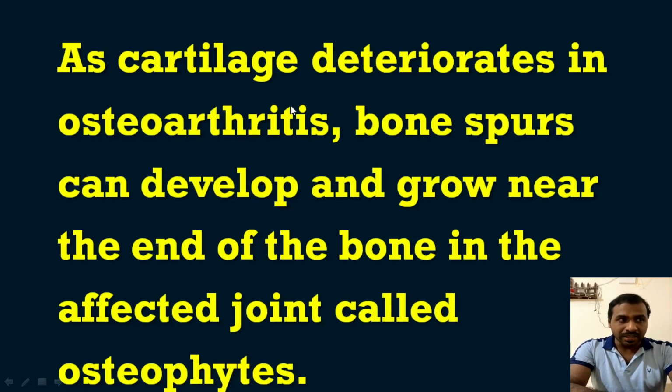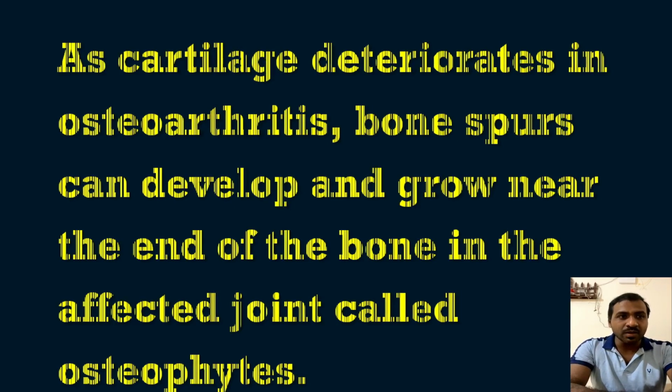In a condition called osteoarthritis, the cartilages will start to deteriorate. As the cartilage deteriorates in osteoarthritis, bone spurs can develop and grow near the end of the bone in the affected joint, and they are called osteophytes. So as a result of the deterioration of cartilages, some bone spurs can develop at the end of the bone in the affected joint of patients with osteoarthritis, and this extra growth of bone is called osteophytes or bone spurs. So the answer for our question is osteophytes.